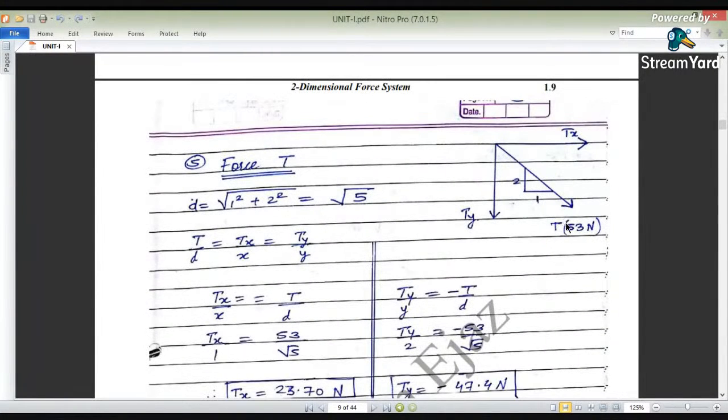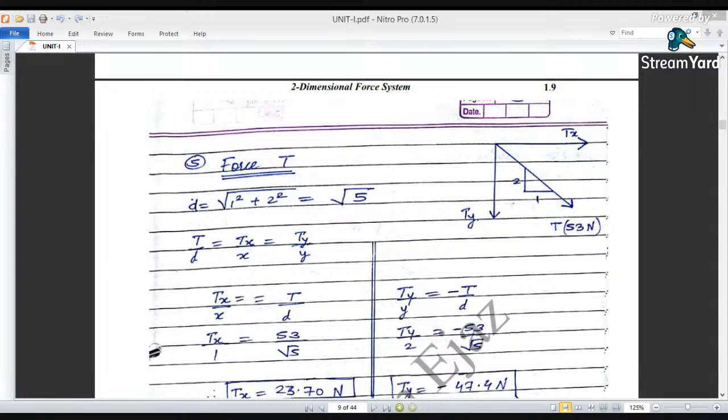Again there is a force T which has been applied. It has a horizontal distance of 1 and a vertical distance of 2. By similarity of triangles, first we will find the distance D by the hypotenuse rule, that is D is equal to the square root of 1 square plus 2 square. Here we are considering the angle theta that it makes with the vertical, so we are taking theta with the vertical.